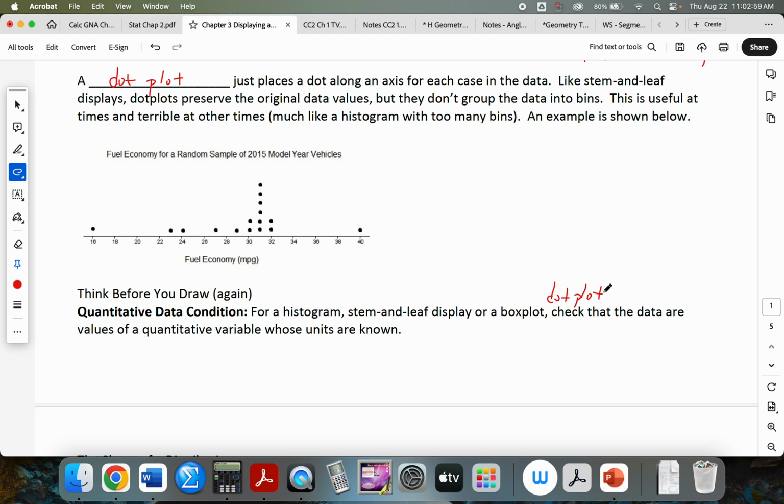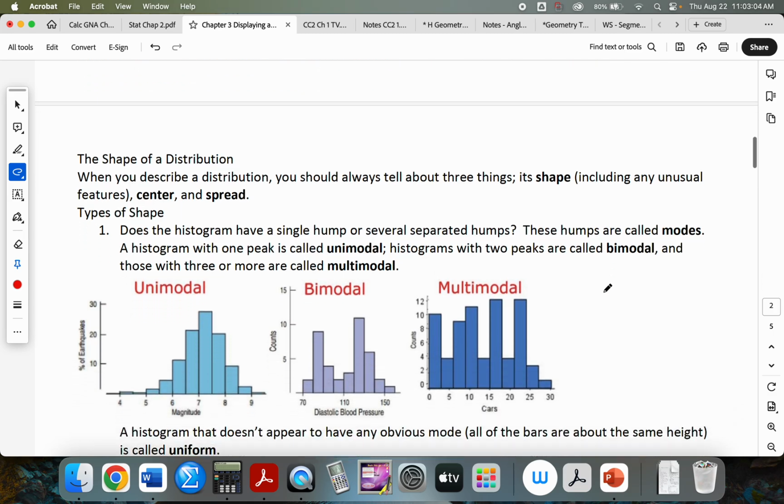Right? If it's not quantitative, none of these things are good things to try. All right.